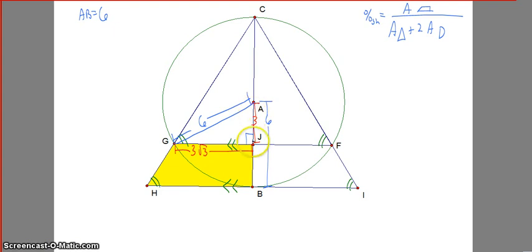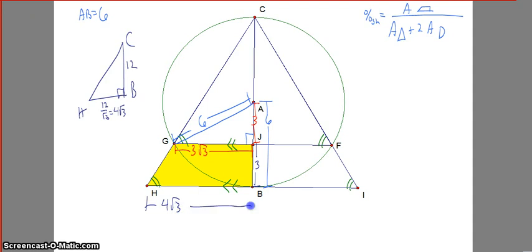Since this little length is 3 and the length of AB is equal to 6, that means that this length is equal to 3. And then in order to find the area of that trapezoid, we're going to look at triangle CBH. And it is a right triangle. We know that the length of CB must be equal to 12. And it's a 30, 60, 90 triangle. 12 is the long leg, so divide that by root 3. And then if we simplify that, we get that HB is equal to 4 root 3.